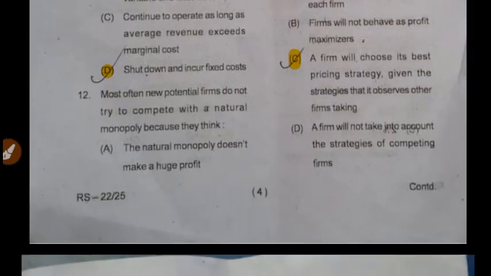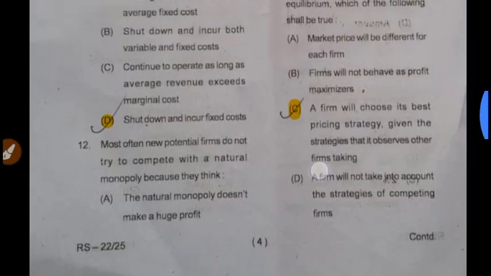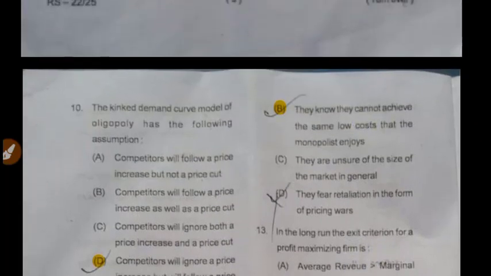Most often potential firms don't try to compete with a natural monopoly because they think the natural monopoly does not make a huge profit. They know they cannot achieve the same low cost that the monopoly enjoys. Natural monopoly is basically a large scale industry, so for that reason a firm cannot enter or compete with it. Due to economies of scale, this firm can produce at low cost as well as sell at a low price. In that situation it is very difficult for a new entrant to compete with this firm.